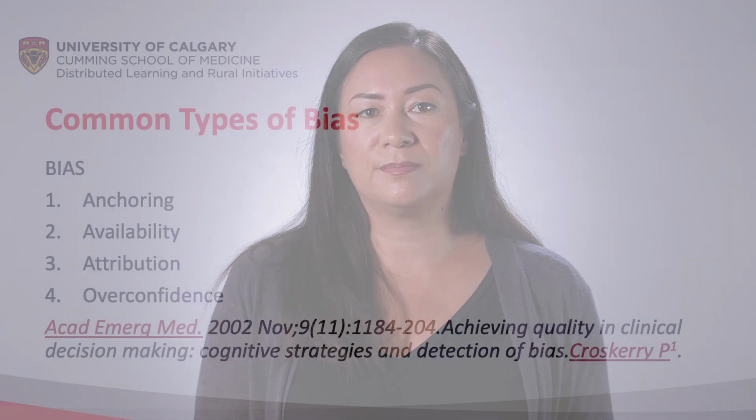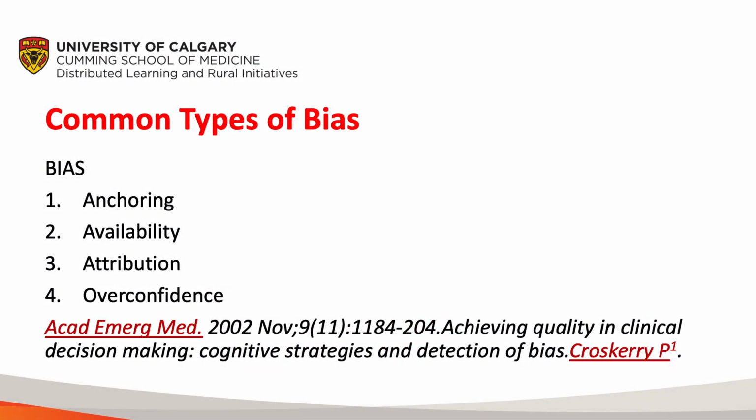So going back to the bias arrow that you saw, there are hundreds of different types of bias. If you want to look into this a bit more, Croskerry has written a number of articles about different types of bias, especially in the medical arena. There are four common types of bias that I like to think about when I'm teaching: anchoring, availability, attribution, and overconfidence. Anchoring bias can present in situations where a patient is presenting a number of symptoms, and a resident or learner has already made a diagnosis in their mind early on, and they're convinced that's what it is.